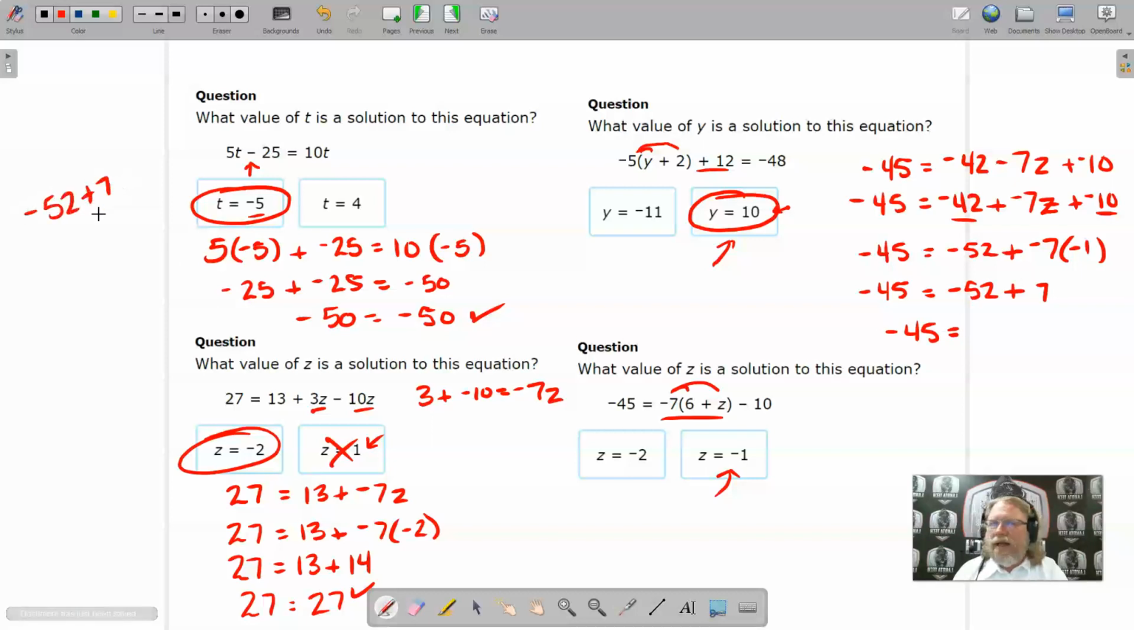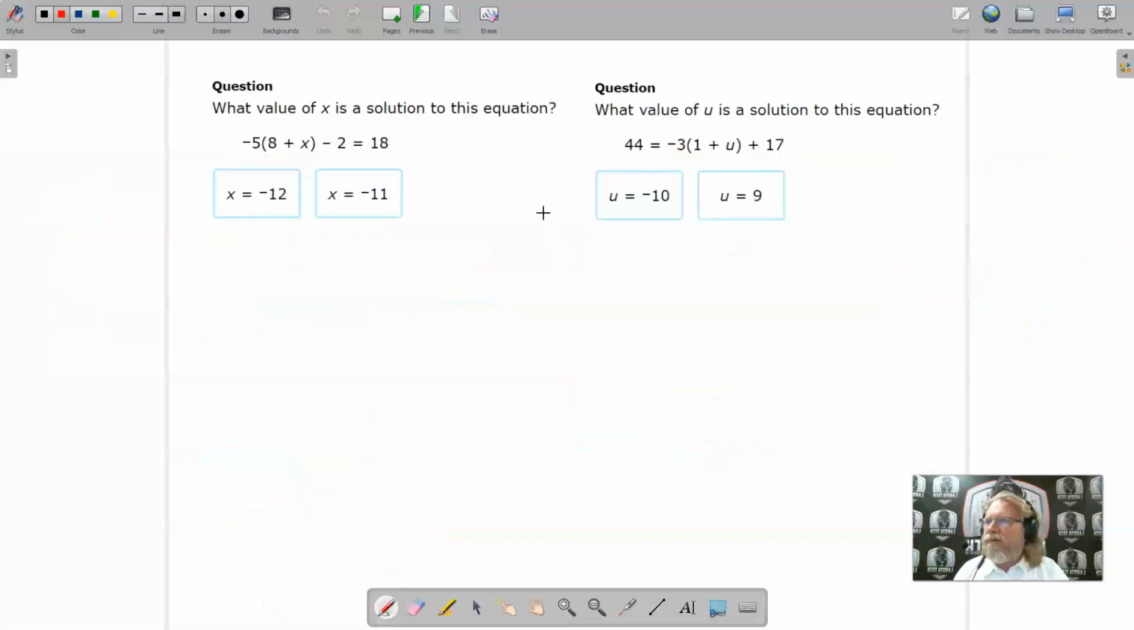Well, notice that I'm adding a positive and negative number together, so I actually need to subtract. So I'm going to get 52 minus 7, and that's going to give me 45, right? And since the -52 has a greater absolute value than the 7, the negative wins out, so this is going to be a negative answer of -45, and that works really nice for us, don't it? Because -45 is indeed equal to -45. So z equals -1 satisfies this equation, so that's our correct answer.